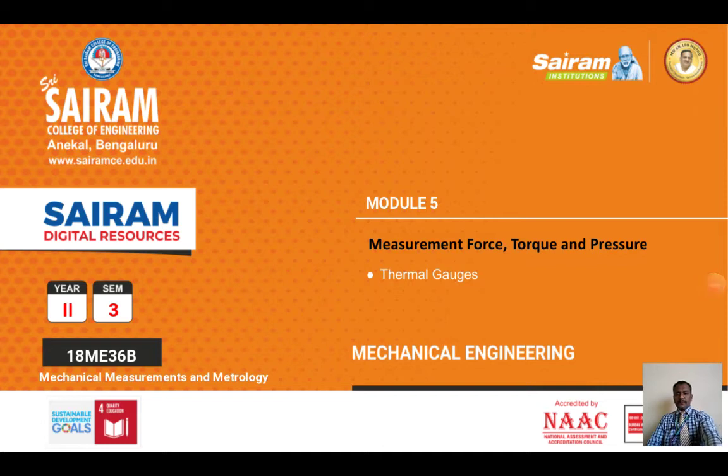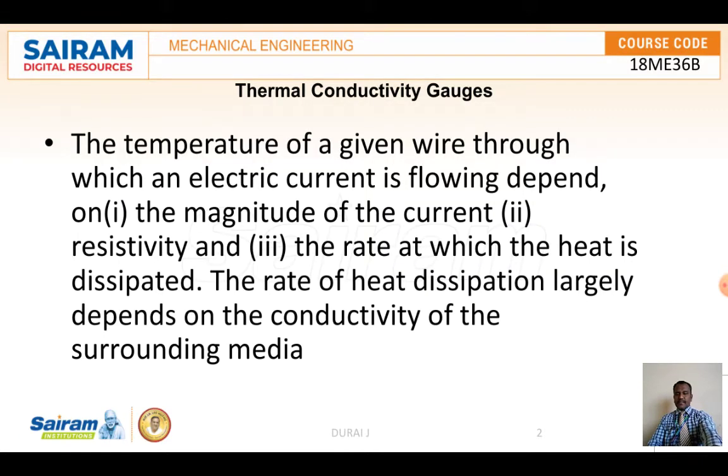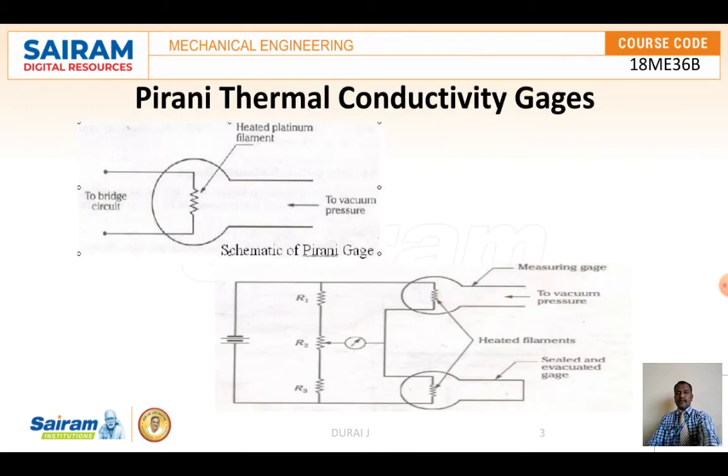So good afternoon everyone. In this video we are going to discuss thermal conductivity gauges. In thermal conductivity gauges, the temperature of a given wire through which electric current is flowing depends on the magnitude of the current, the resistivity, and the rate at which heat is dissipated. The rate of heat dissipation largely depends on the conductivity of the surrounding medium.